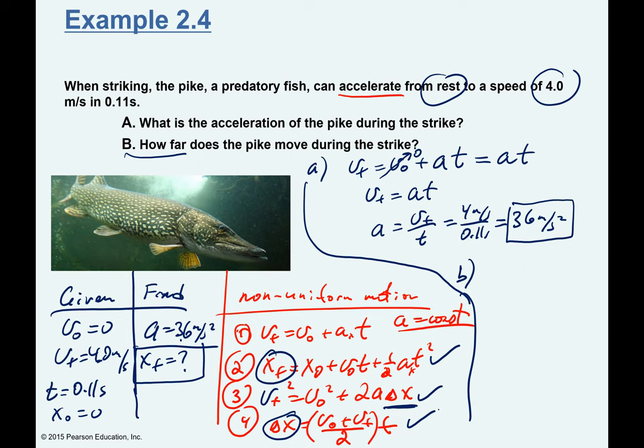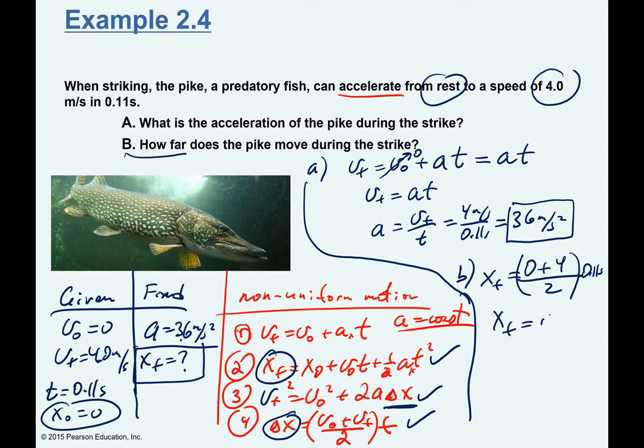To me, the easiest one is equation four. Remember, delta x is x final minus x initial, which is zero, so technically it's x final equals v initial, which is zero, plus v final, which is four, divided by two, then times time, which is 0.11 second. So it's four over two, two times 0.11, then x final here is equal to 0.22 meters.